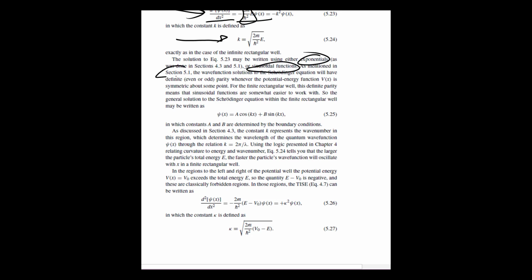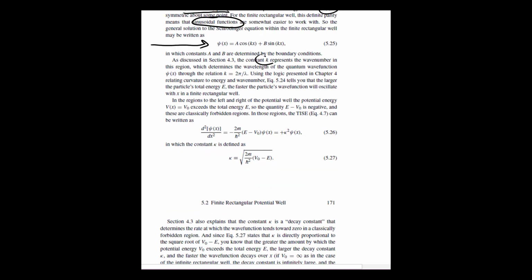But remember, in section 5.1 I mentioned that as long as the potential energy function V(x) is symmetric about some point, such as the middle of the well in this case, the solutions will have either even or odd parity. And that's very helpful in the case of the finite well. So sinusoidal functions are somewhat easier to work with, and therefore we're going to write the general solution as this. As I mentioned in the previous section, this is precisely equivalent to writing it with exponentials. It's just going to be a little easier to apply parity in this case.